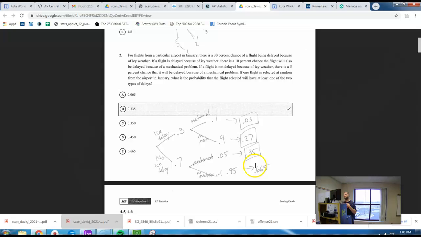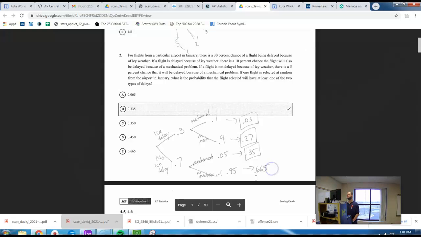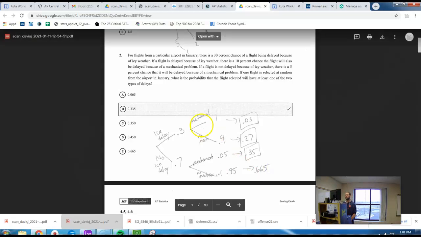Some people might have seen this. This would be kind of some next level stuff, but you could have just multiplied right away 0.7 times 0.95. That's the chance there's no issues at all. And then if you subtract that from 1, that would get you ready to go also.